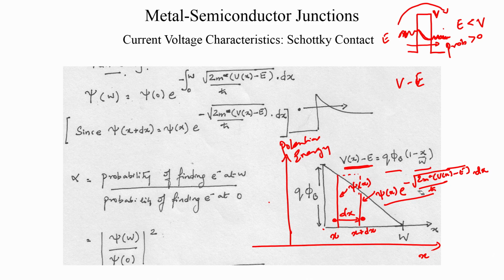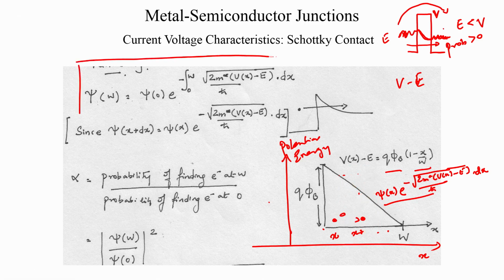Now, if you continue this, you take psi of x plus 2 dx is equal to psi of x plus dx into e to the power, so on and so forth, and go all the way till W, you essentially end up with this relation. The relation between the wave function at x equal to 0 and the wave function at x equal to W is simply e to the power the integral from 0 to W of this particular term there.